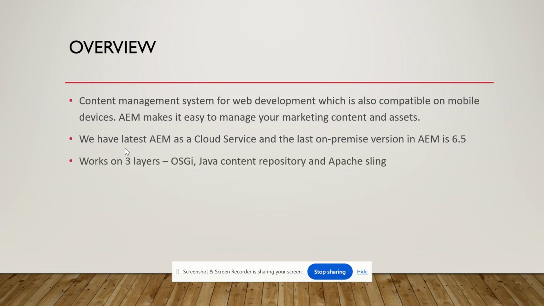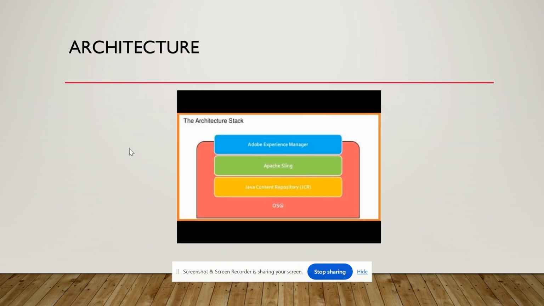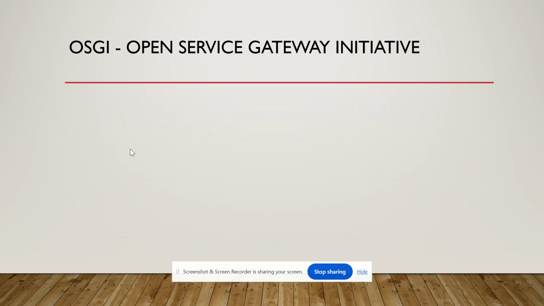So AEM works on three layers. One is OSGI, another is Java Content Repository, and the third is Apache Sling. In the upcoming slides, we'll go into detail on each one of the layers. So this is the architectural stack diagram of AEM, which consists of Apache Sling, Java Content Repository, and OSGI. We'll see each one of the layers in detail.